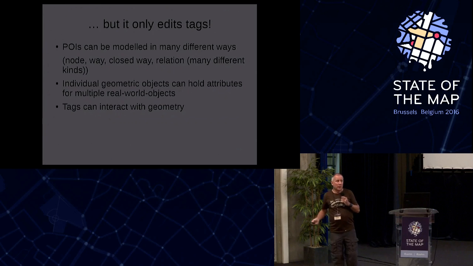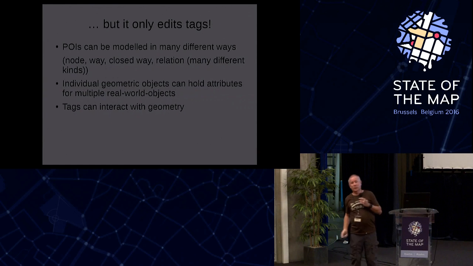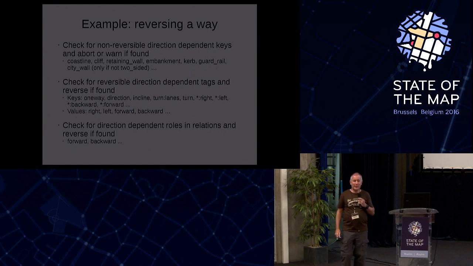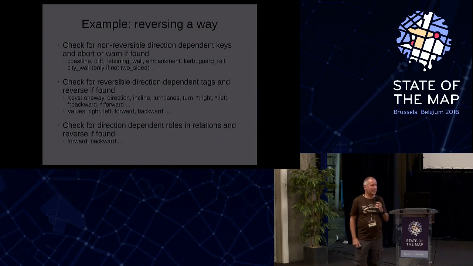Points of interest can be modeled in very many ways in OpenStreetMap. They can be nodes, ways, closed ways, they can be relations, a site relation, all kinds of things, multipolygon and so on. Individual geometries can hold multiple objects. And tags can interact with geometry. In fact, I just showed you an example, because if you apply one of these tags to an object that you don't actually know which direction it is pointing in, you're messing data up.